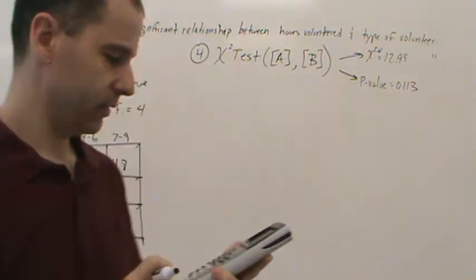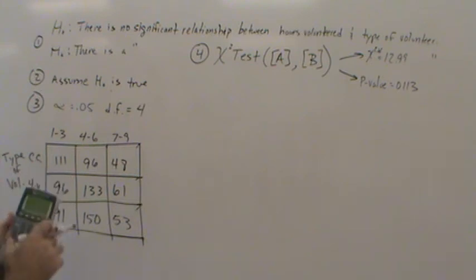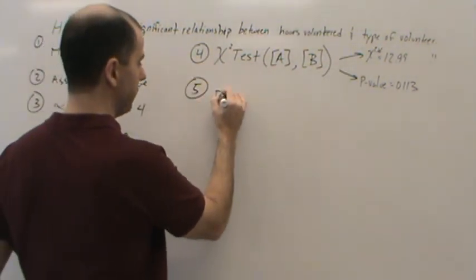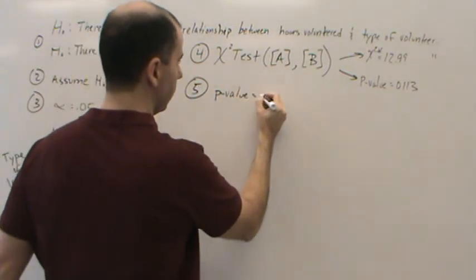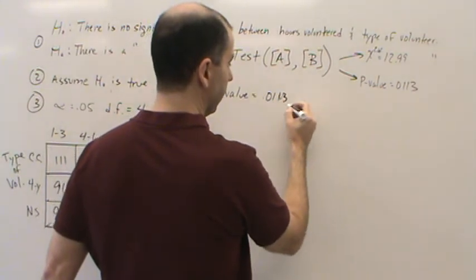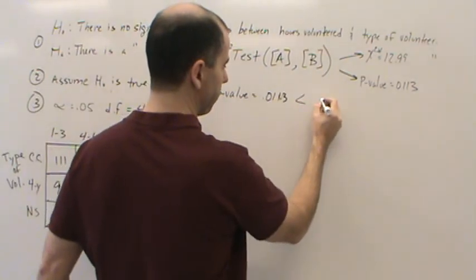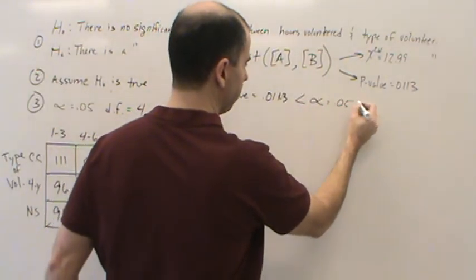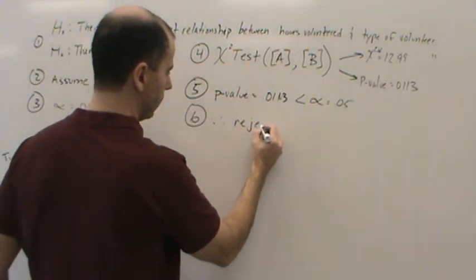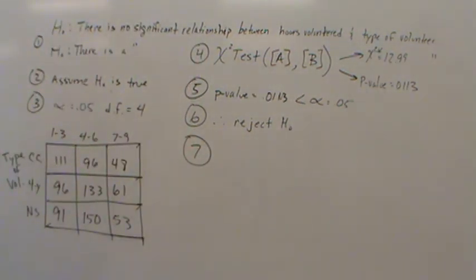That is cool. Okay, so now we're off to step 5. So now p-value, which is equal to 0.0113, is that less than alpha? Alpha is 0.05, so that is definitely less than alpha equal to 0.05. So that means, what do we do? Reject the null hypothesis.